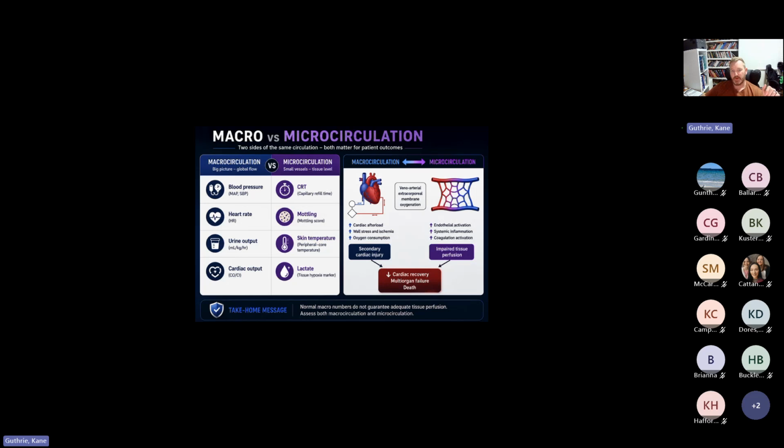Because this tells us how well the patient's perfusing. So you see them, they'll lift the covers off and they'll touch their hands, they'll touch their feet. They'll do a capillary refill time. They'll look for mottling around the knees. They'll feel the skin temperature and they'll look at the lactate in that. All that information is telling us what the tissues are actually getting from what those macrocirculatory numbers are actually doing.